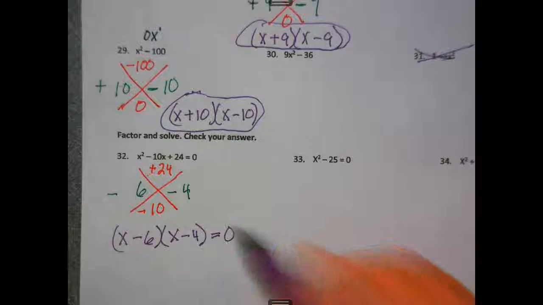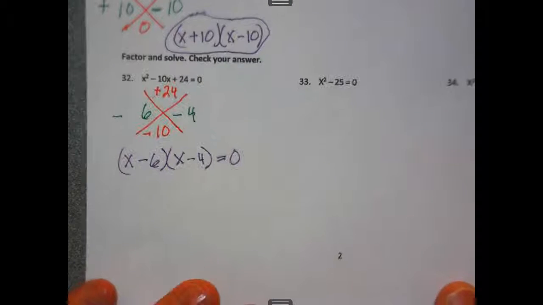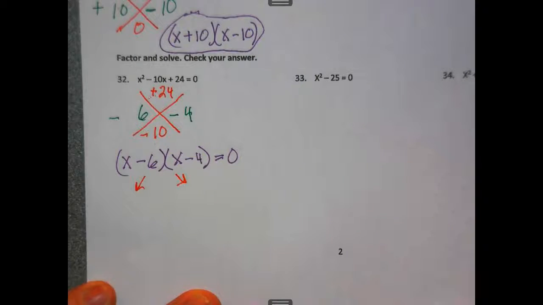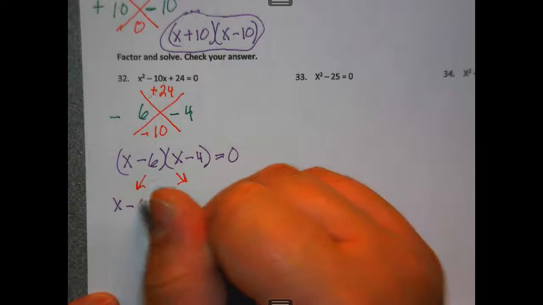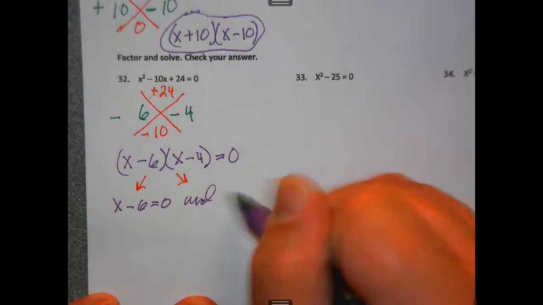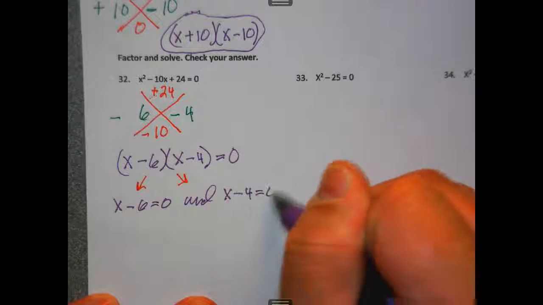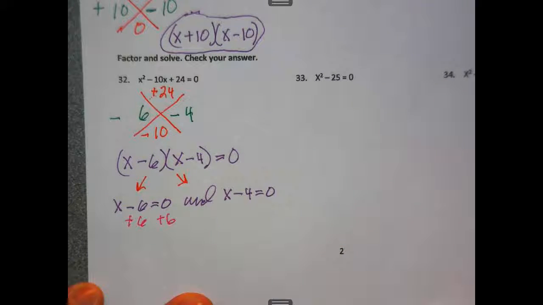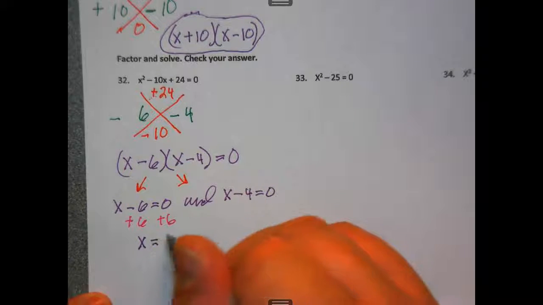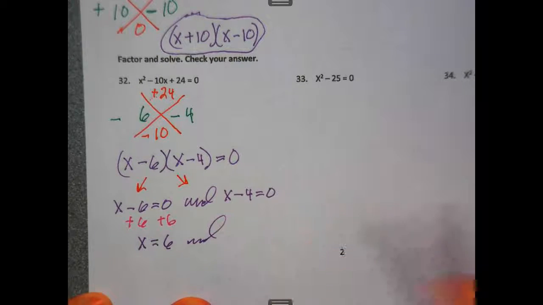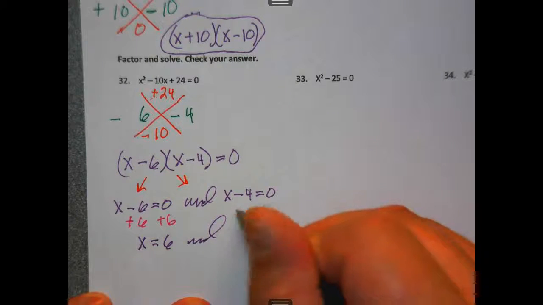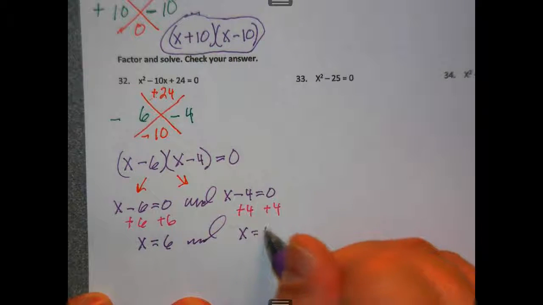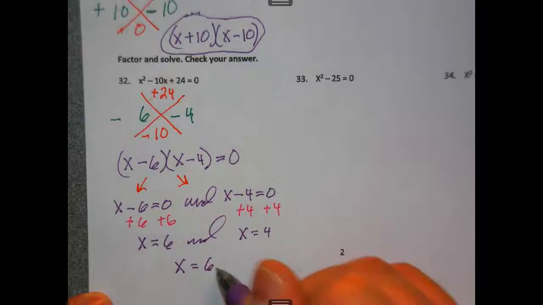Now that we're solving, we got to take it a step further. Set each one of these equal to 0. I get x minus 6 equals 0 and x minus 4 equals 0. Add 6 to both sides. So x equals 6. And add 4 to both sides. And x equals 4. Or you could put it like x equals 6, comma 4. Either one.